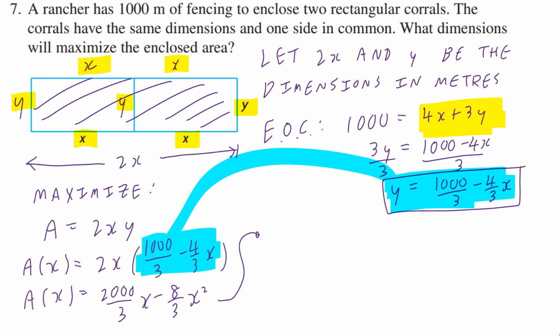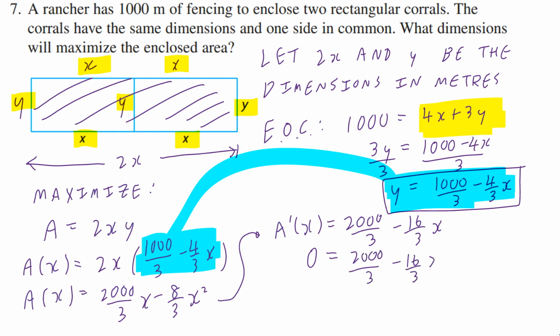So again, it's the same 3 steps. Step 1, take the derivative. A prime of x equals 2,000 divided by 3 minus 16 divided by 3 times x. The second step is you set the derivative to be 0. And the third step is to solve for x. So again, notice you can multiply both sides by 3. So you can cross out the common denominators.